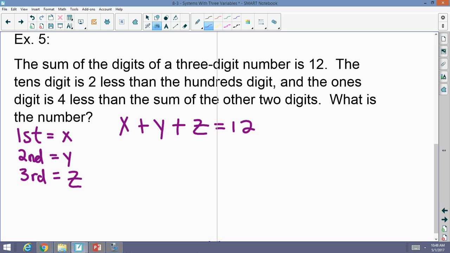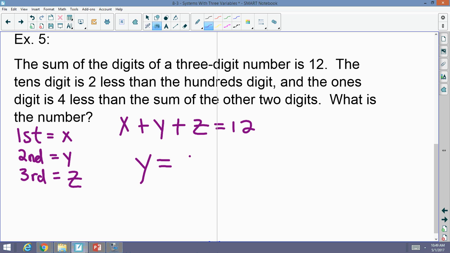Okay, next sentence. The tens digit. So remember, in a 3-digit number, where's the tens digit? First, second, or third? So the tens digit, that's my Y, is 2 less than the hundreds digit. Who's the hundreds digit? First, second, or third? It's the third one, Z. So my second digit, which is Y, is 2 less than the hundreds digit.